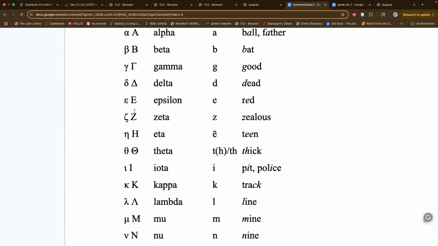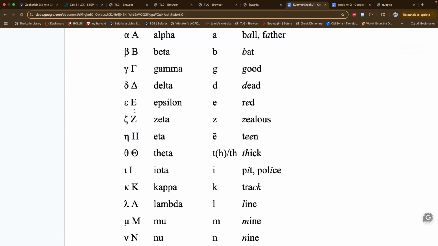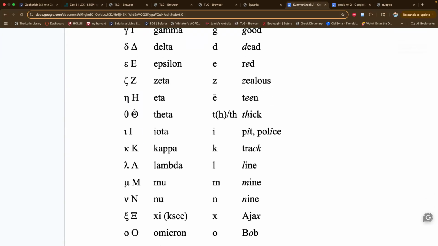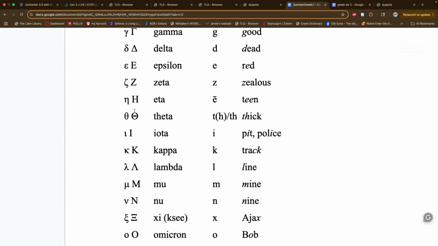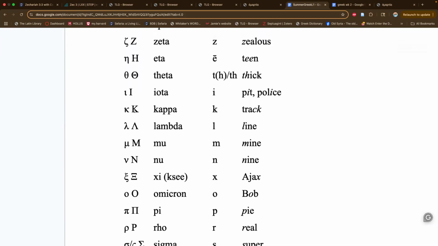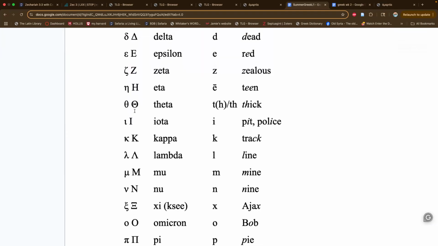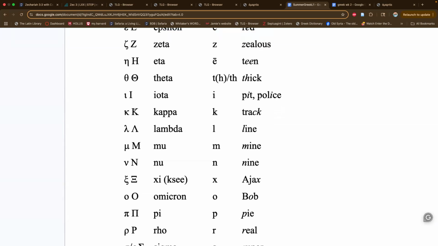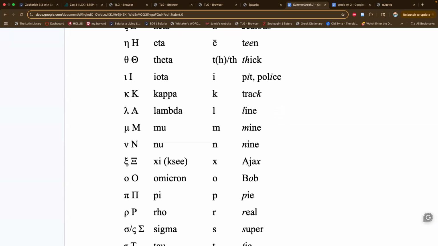Gamma is g. Delta is d. Epsilon is e. Zeta is z. Eta is either e or a. I will usually go for a just to distinguish it from a long i. So we can do e or a. Yeah, we'll do a in the classroom.